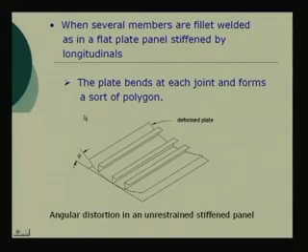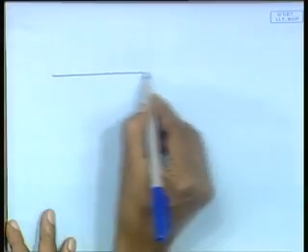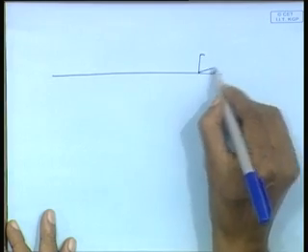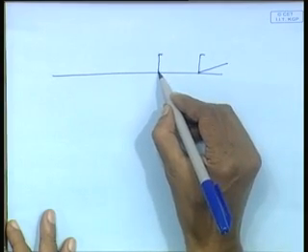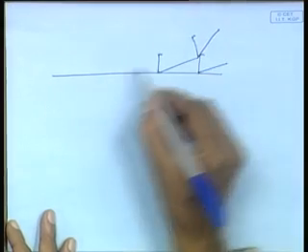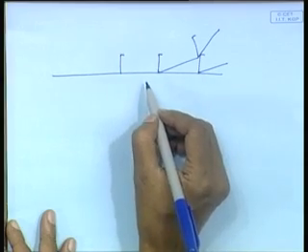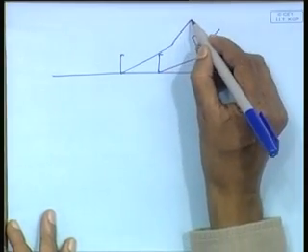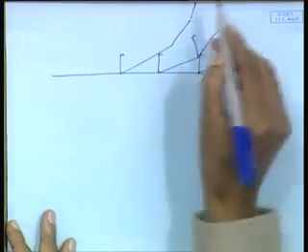So in the process, what do you see when several members are fillet welded, as in the case of a flat stiffened panel? We find the plate takes a kind of cylindrical shape. Here I have mentioned a polygon, because wherever your longitudinal is being welded, it is bending from there. So when you have a flat plate and one stiffener is welded, it bends here. When another stiffener is welded, this whole thing bends like this. This is obviously drawn very exaggerated. So it keeps bending.